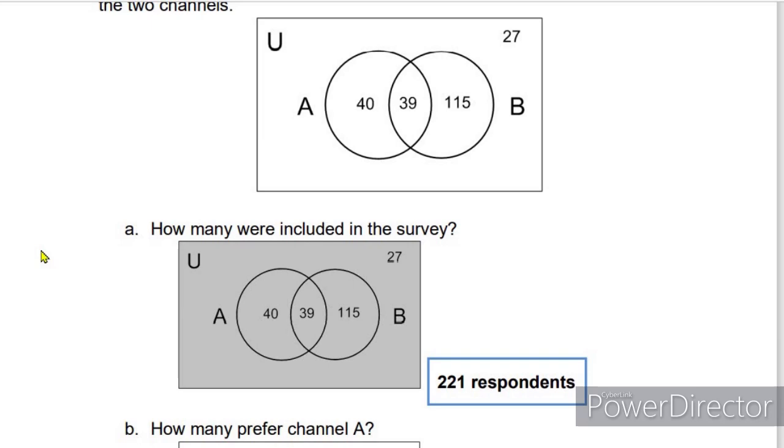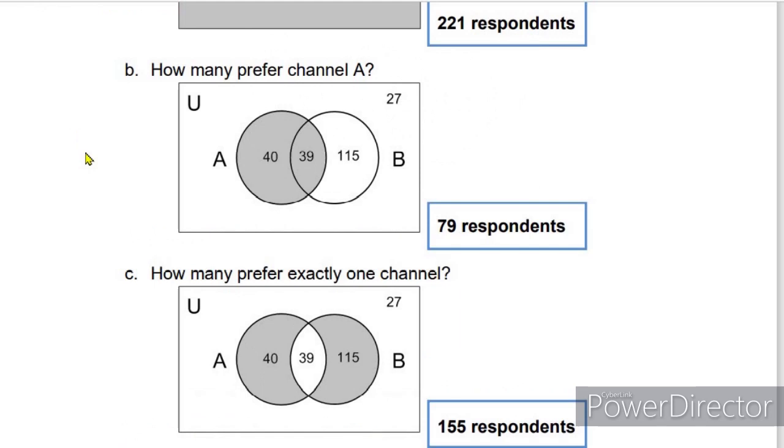So A, for the first question, how many were included in the survey? We will just shade everything in the Venn diagram and then add all the figures. 40 plus 39 plus 115 plus 27 is equal to 221 respondents, right? Next, small letter B. How many prefer channel A? For letter B, we are asked about those who prefer only channel A or who prefer at least channel A. Okay? So we will just add 40 and 39 because they are the group who prefer at least channel A. So 40 plus 39 is equal to 79 respondents.